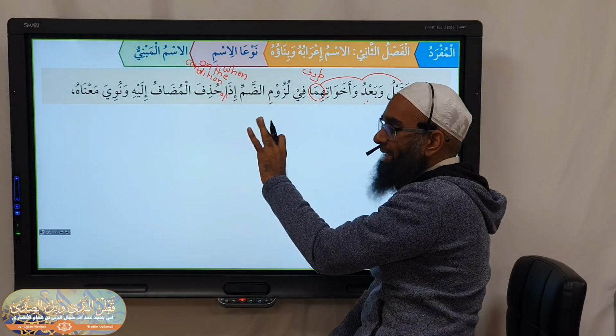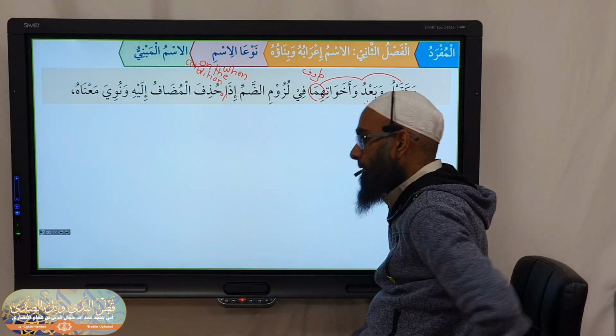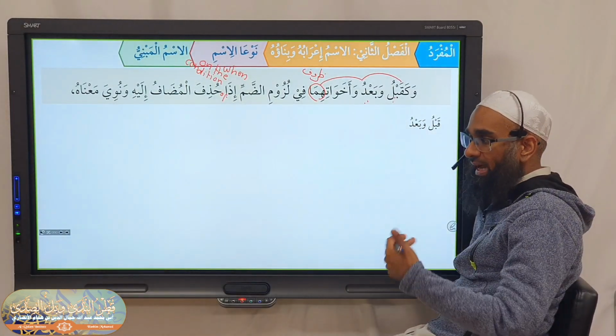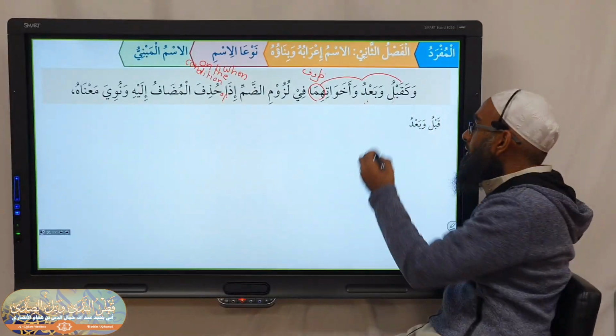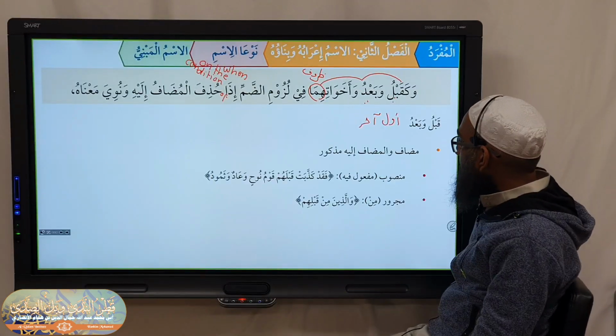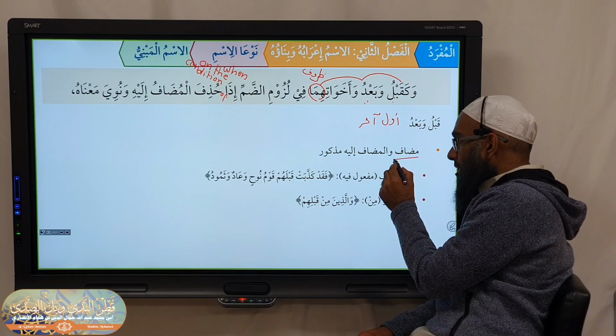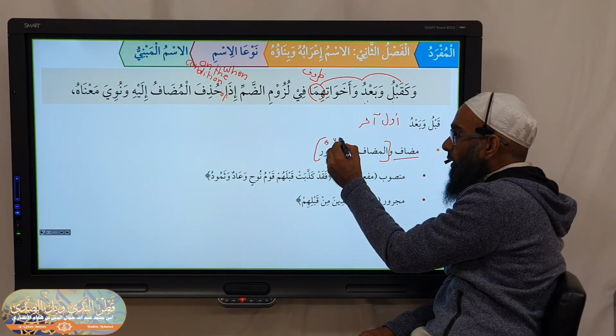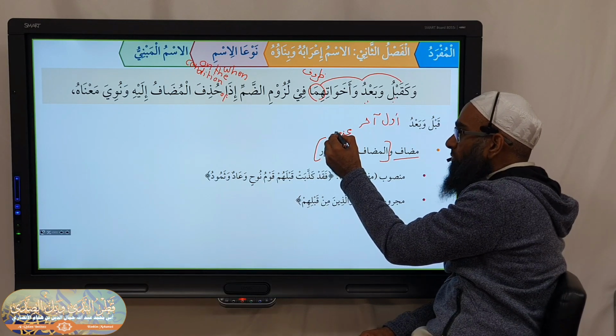Okay, so let's pause on the text. Let me explain to you and then go back to the text again. So we say qablu and ba'du, and also other words that act like qablu and ba'du, like awwal or akhir. Okay, if they are mudaf and the mudaf ilay is madhkur. What does madhkur mean? The opposite of mahdhuf: mentioned, and mahdhuf means hidden.